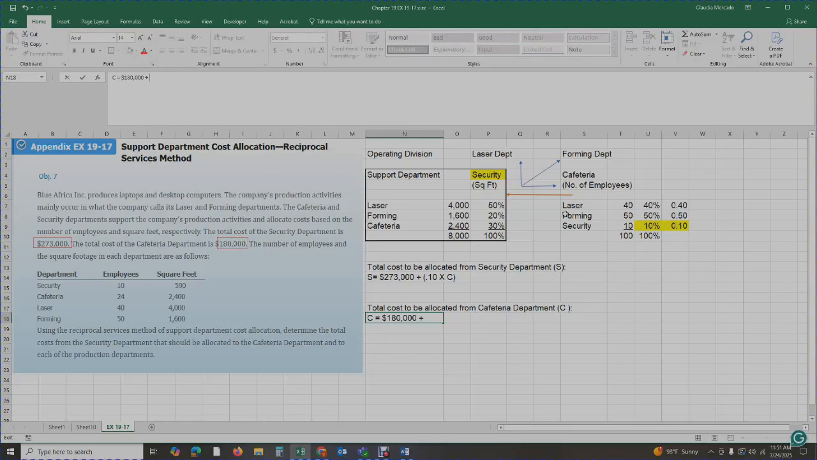plus, now, what is the cost of the security department that's going to go to the cafeteria? That is 30%. So this is 0.50, 0.20, 0.30. So we're going to look at that information right there. The total cost to be allocated from the cafeteria department: the security is going to allocate 30%. So we're going to add the 0.30 times the security department. So these are the two equations that we're going to be using.